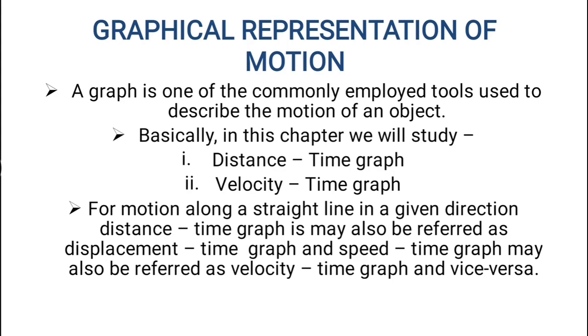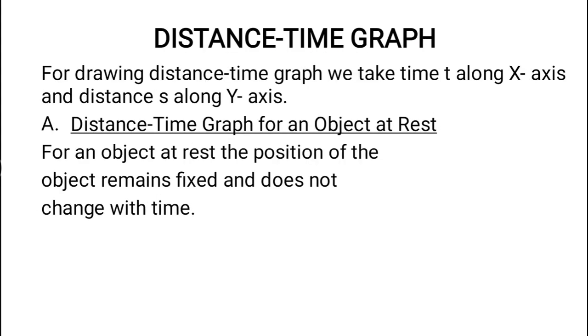As in this class, we are discussing motion of an object along a straight line in a given direction only, in this case we consider the distance time graph as a displacement time graph. Why? Because we know that when an object is traveling along a straight line in a given direction, then the magnitude of distance and displacement are both equal, and if distance and displacement are equal, then speed and velocity can also be equal. That's why a speed time graph is sometimes also referred to as a velocity time graph. Okay. Now let us start with the distance time graph.